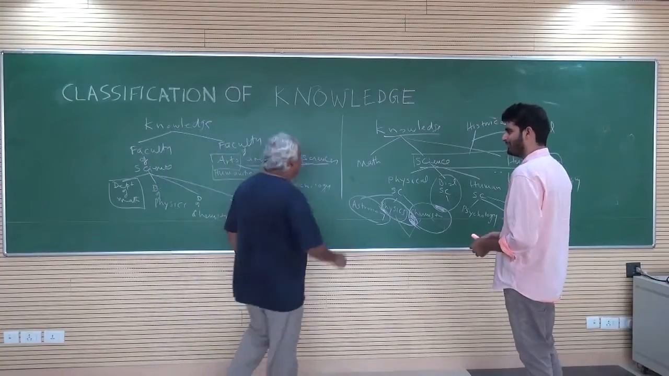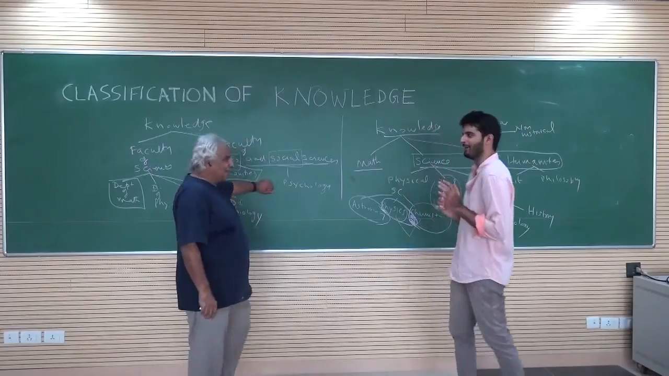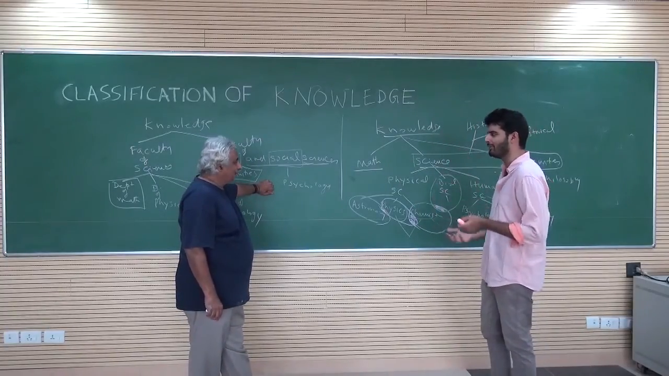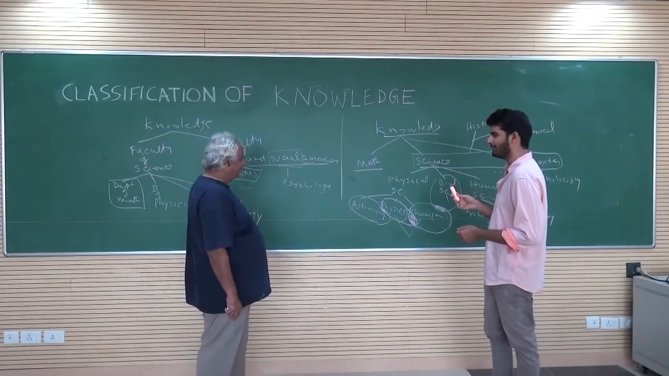Is computer science part of mathematics? I studied computer science as a part of math. Yes. There was a class on theoretical computer science where we studied Turing machines and things like that. So where does that come? Where does that come?